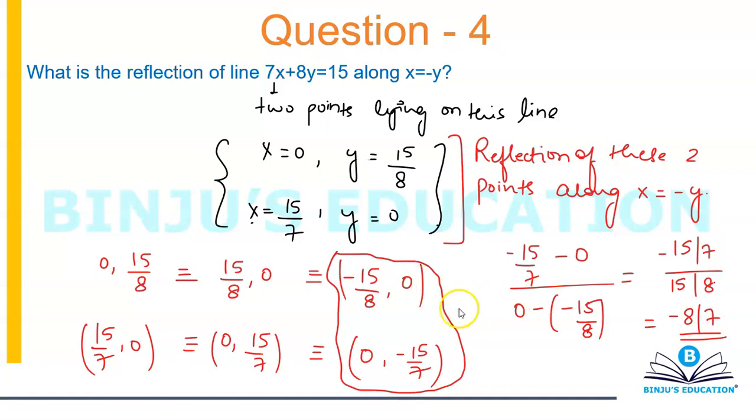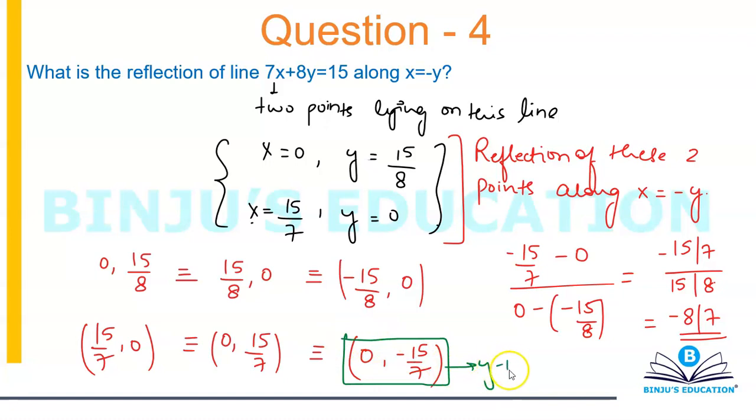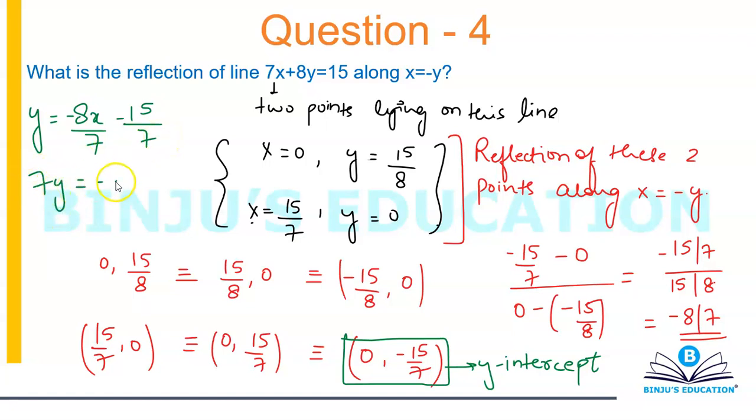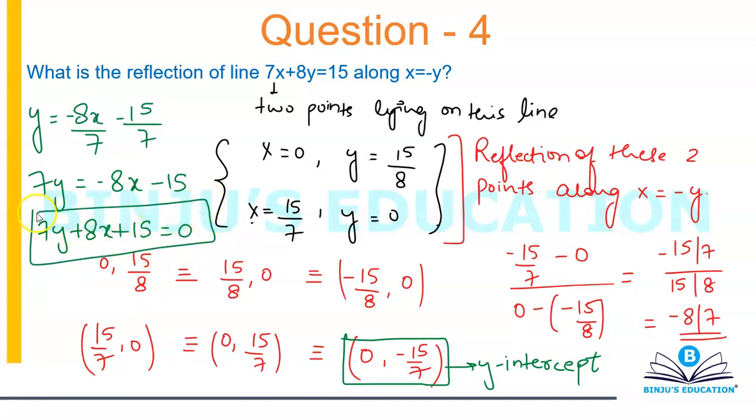And the y-intercept is already given to you, this is your y-intercept. So you can find the equation: y is equal to minus 8x by 7 minus 15 by 7. This becomes 7y is equal to minus 8x minus 15, or 7y plus 8x plus 15 is equal to 0. And that is your answer.